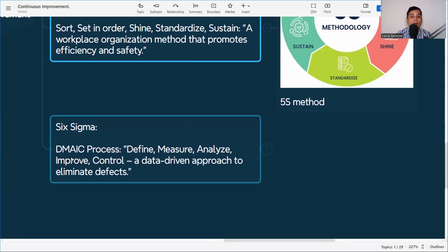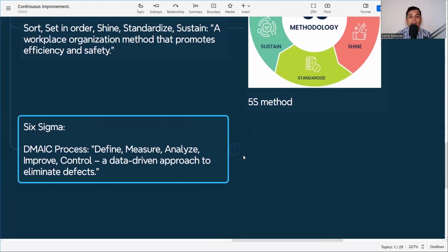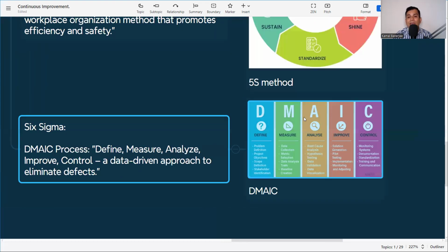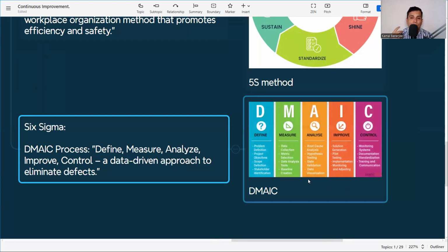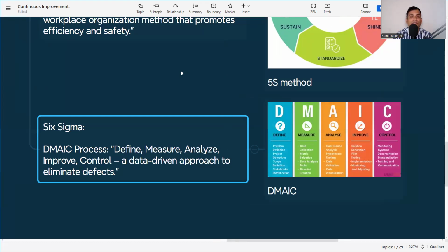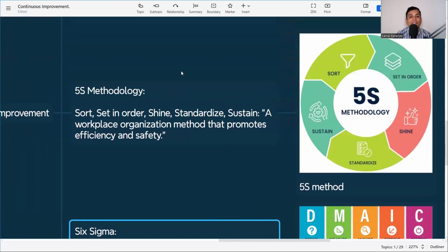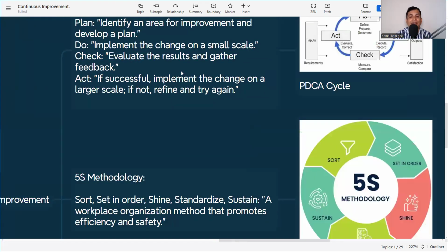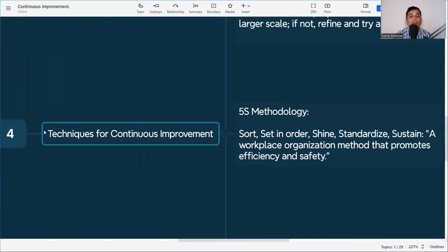Then also Six Sigma, DMAIC, that is define, measure, analyze, improve, control, a data-driven approach to eliminate defects. So what is that? DMAIC: define a problem, measure the data, then analyze the data and find out the root cause, then improve the process and monitor the system, which is the control. Again, this is a total circle. It has small incremental changes, and it is a continuous process. That is why it is called continuous improvement. So this is the DMAIC process, 5S methodology, and PDCA cycle. Those are the techniques for continuous improvement.